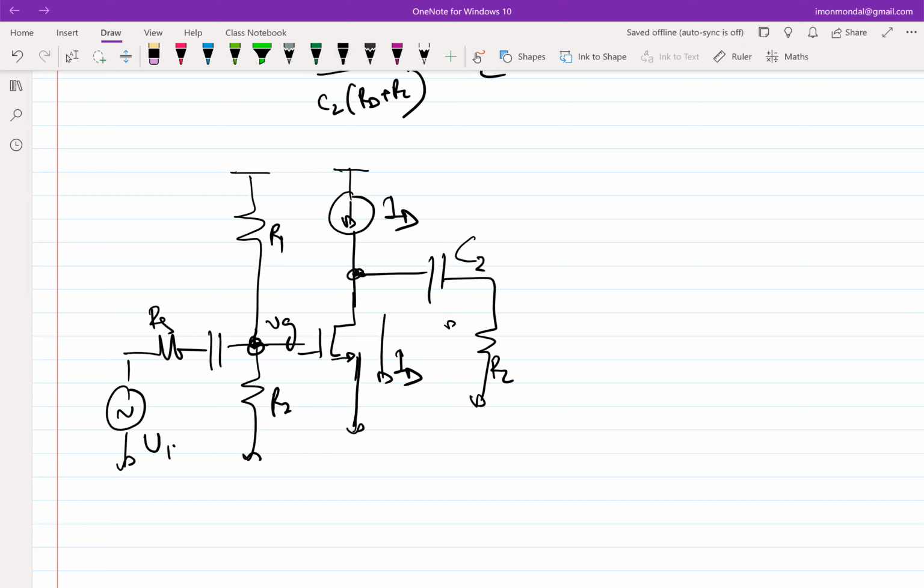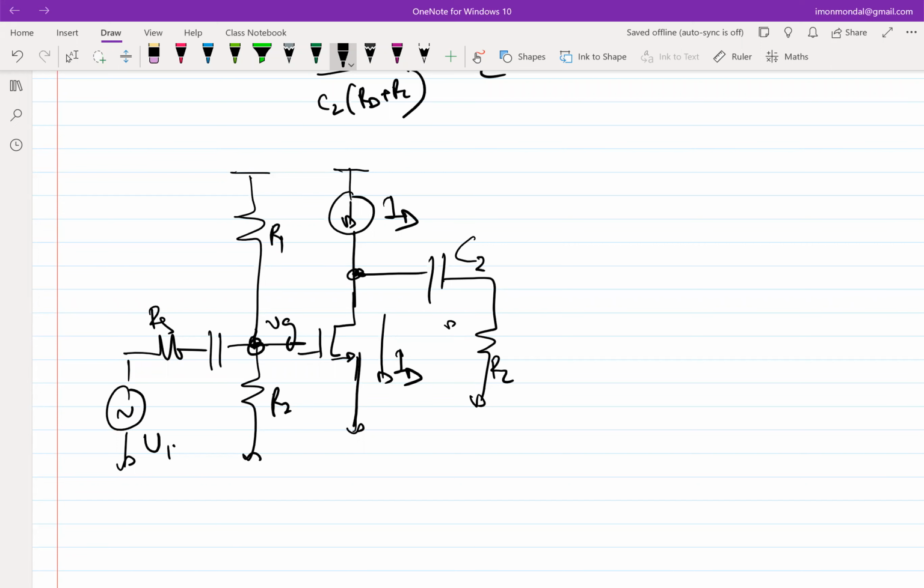And if I do my maths correctly, and I set the value of ID exactly equal to whatever it's supposed to be, then all the current that flows into the transistor will be exactly equal to the current, exactly equal to the condition of saturation.